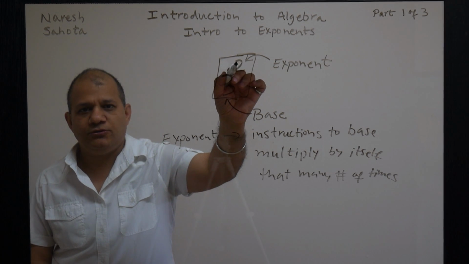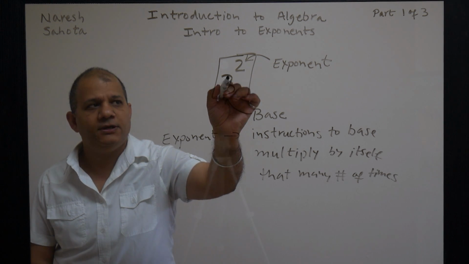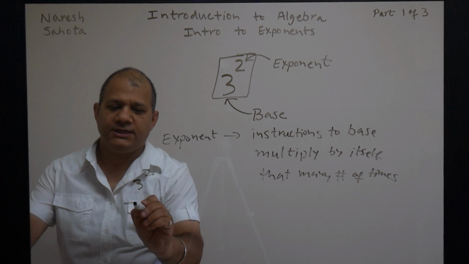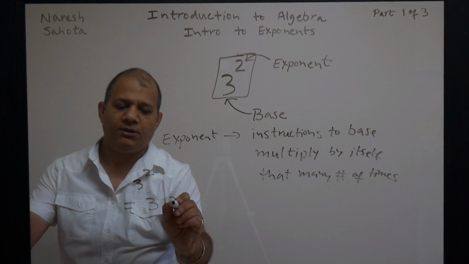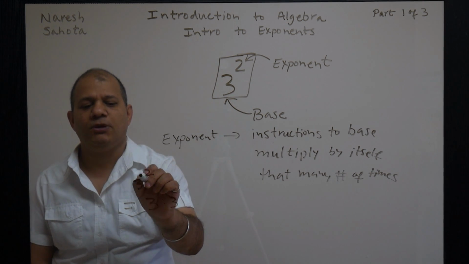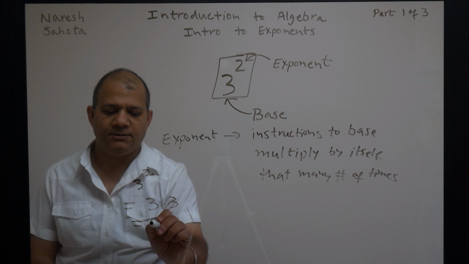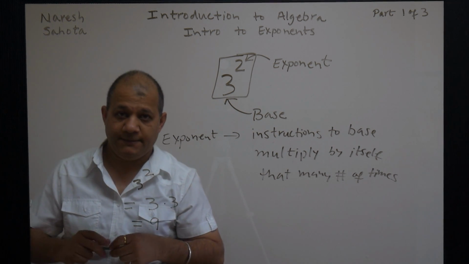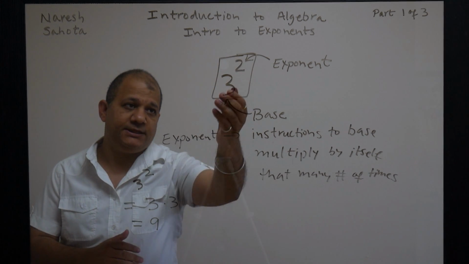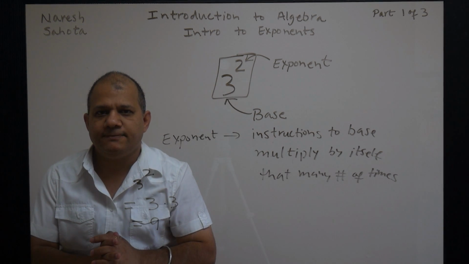the exponent is 2, so it's telling the base, which is 3, to multiply itself twice. So 3 to the 2, what this means is the base gets multiplied 2 times. So the exponent is 2, the instruction for the base is to multiply by itself 2 times. 3 times 3 is 9, so we can simplify and the answer is 9. Okay, so we have a base, we have an exponent. Exponent simply tells the base to multiply itself that many number of times.